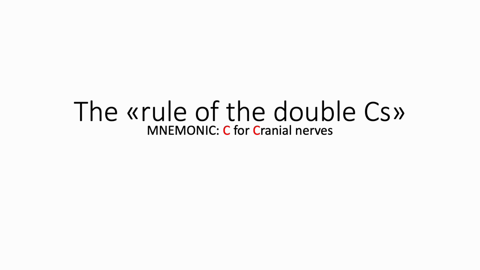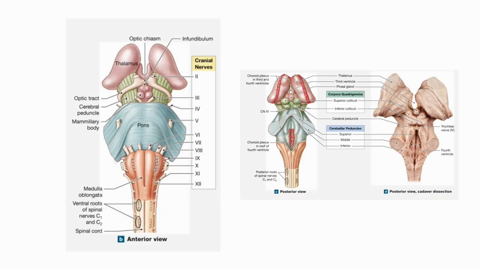So the method I came up with is called the double C's rule. You have to imagine as if the cranial nerves are organized in the anterior portion of the brainstem as two letter C's, one above the other. In this way, you can follow an imaginary line to identify all the cranial nerves you need to know in the correct order. In order to remember the double C's rule, I used to remember C for cranial nerves. Again, C for cranial nerves. So I'm going to show you how to apply in practice the double C's rule.